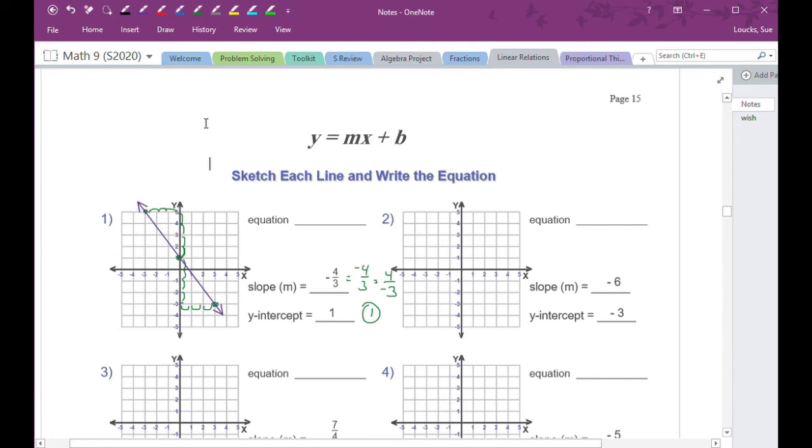There. I think I'm getting the hang of that line drawing thing. I should change its color though, shouldn't I? I'll do that. Okay, so there's my line.